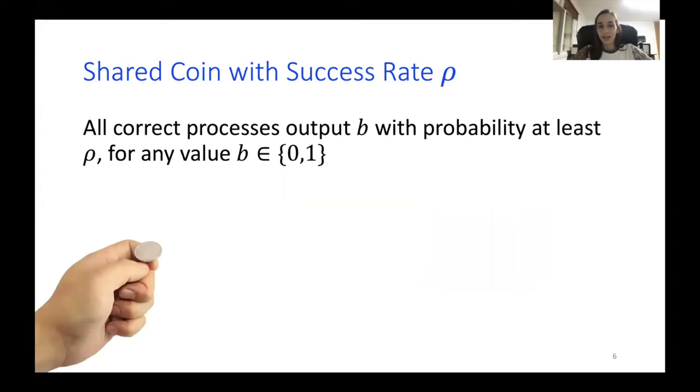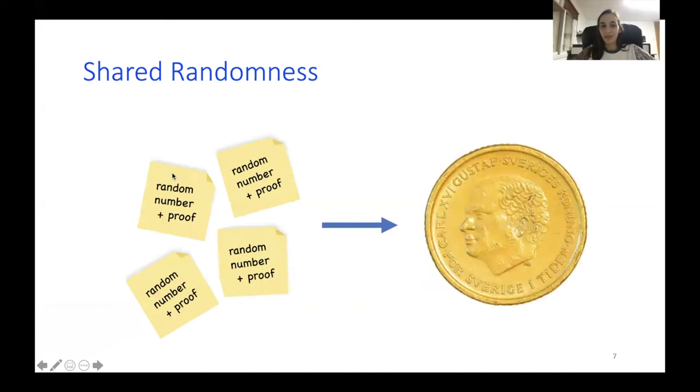And we want to create a shared coin. A shared coin is a procedure executed by all correct processes that outputs the same bit to all of them with some positive probability, and this probability is denoted by rho. So effectively, what we are trying to do is take this local randomness achieved by the VRF and create shared randomness in the form of a shared coin.